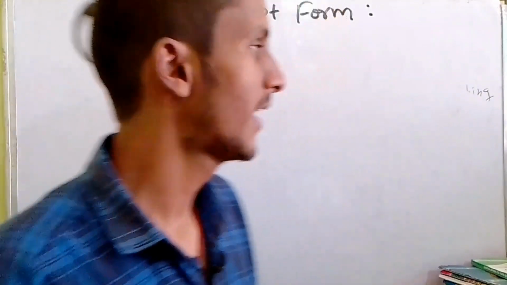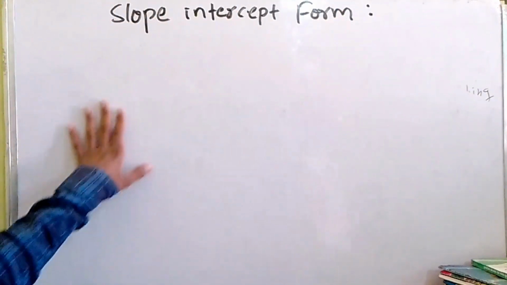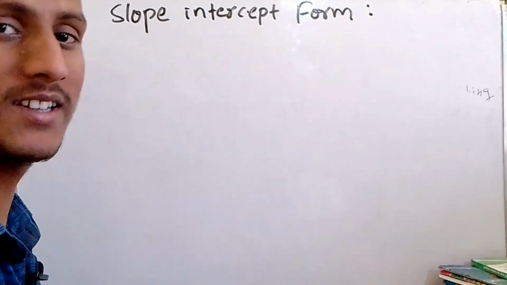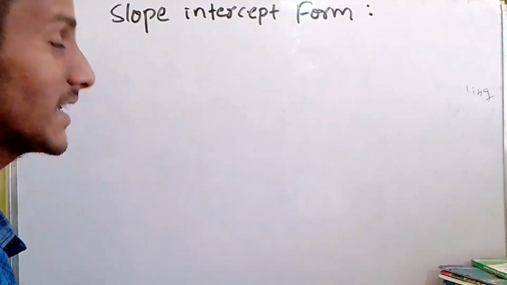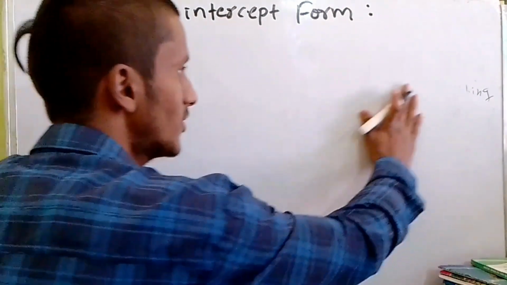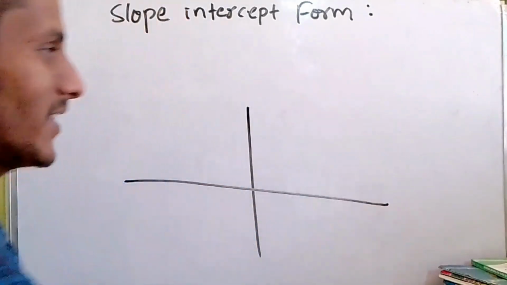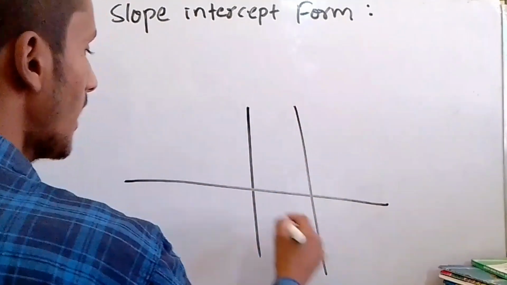Welcome to this video. In this video, we're going to talk about the slope-intercept form of the equation of a straight line. We're doing an equation of a straight line series, and in the previous video, we learned how to find the equation of a vertical and a horizontal line.